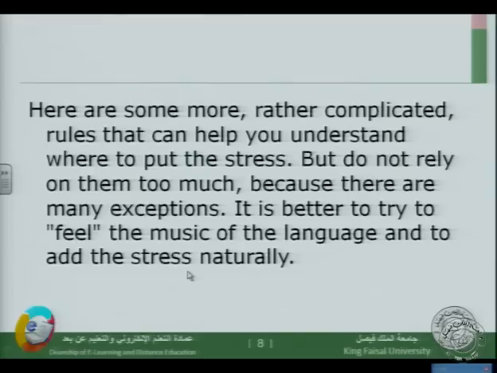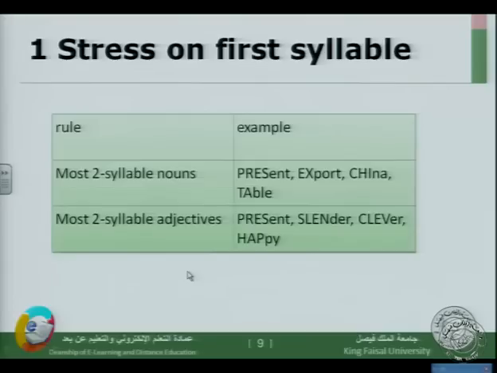Here are some more rather complicated rules that can help you understand where to put the stress, but do not rely on them too much because there are many exceptions. It is better to try to feel the music of the language and to add stress naturally. However, these rules are important. I mean, in practice, on the ground, do not rely on them too much, but on the final test, you need to focus on them. Okay, on the rules I'm going to display.